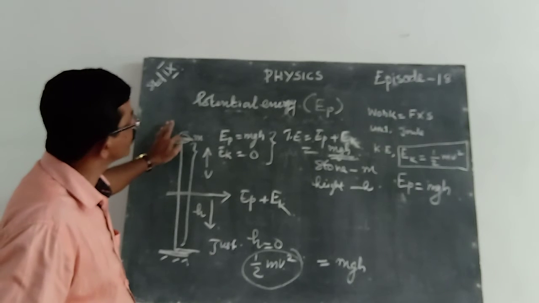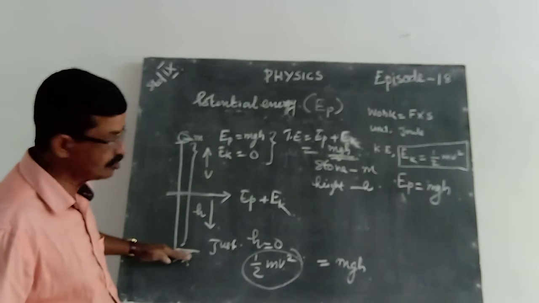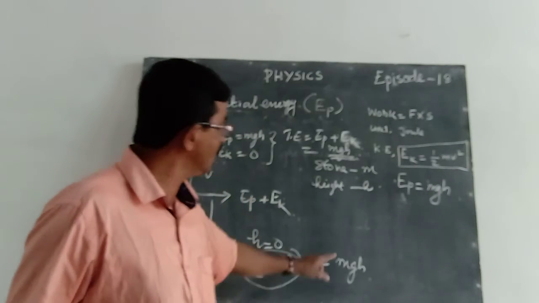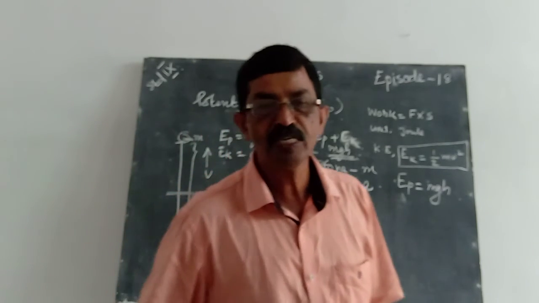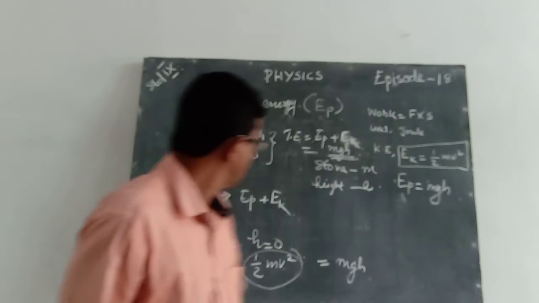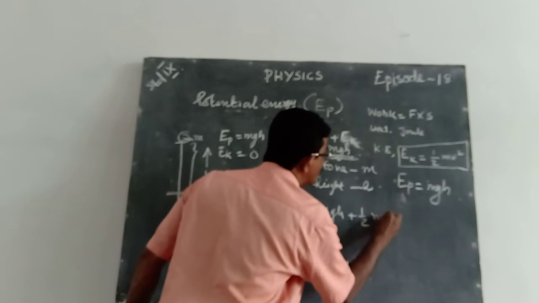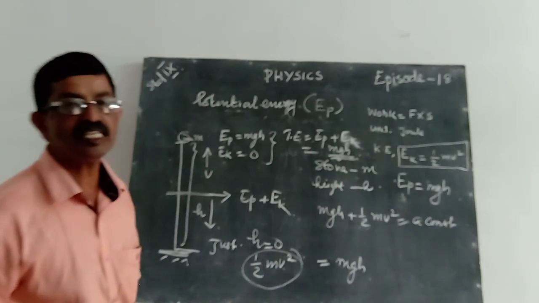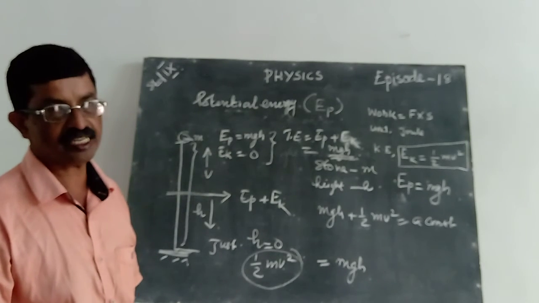That means at the top it will be mgh, at any point in between the top and the ground it is also mgh, and when it is just going to touch the ground, then also it is mgh. That means the total energy is constant: mgh plus half mv square is equal to a constant. The total energy is not changing.